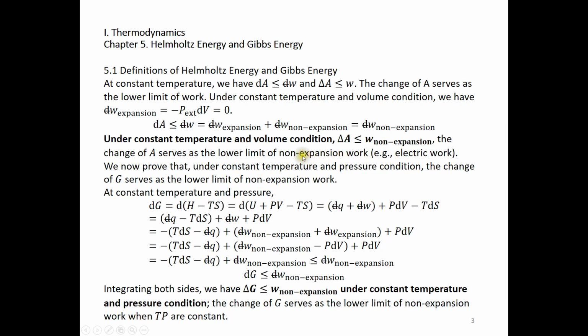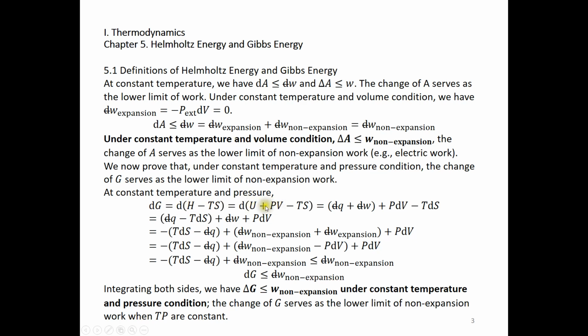Now we can prove this under constant temperature and pressure condition. The change of G serves as the lower limit of non-expansion work. Here's the derivation. If the temperature and pressure are both held constant, dG is dH minus TdS. It's just because G is defined to be H minus TS.